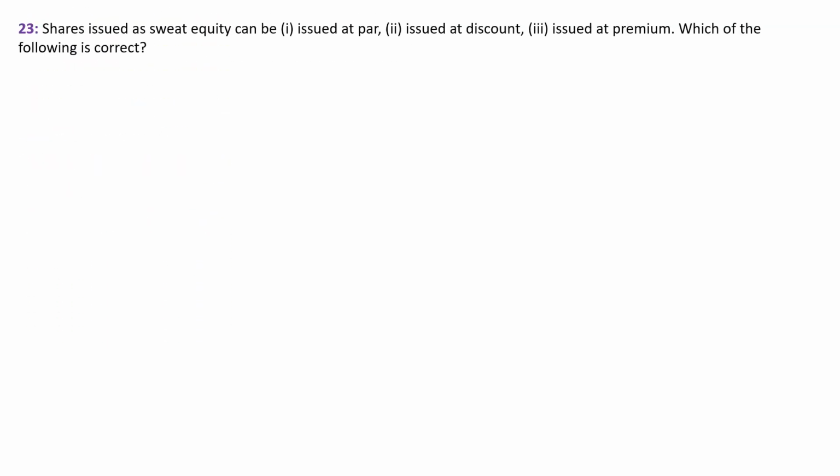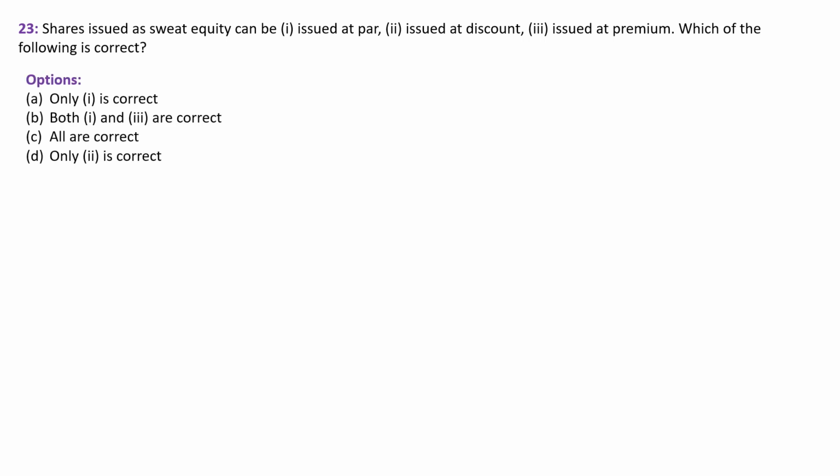Question number 23. Shares issued as sweat equity can be 1. Issued at par, 2. Issued at discount, 3. Issued at premium. Which of the following is correct? So options are here. A, only 1 is correct. B, both 1 and 3 are correct. C, all are correct. And D, only 2 is correct. When it comes to sweat equity shares, all the options are possible. So the answer is C, all are correct.